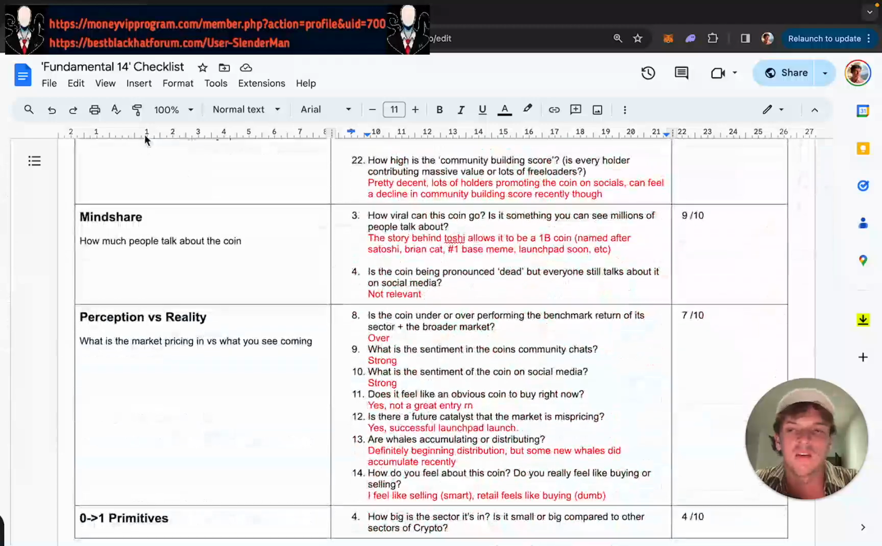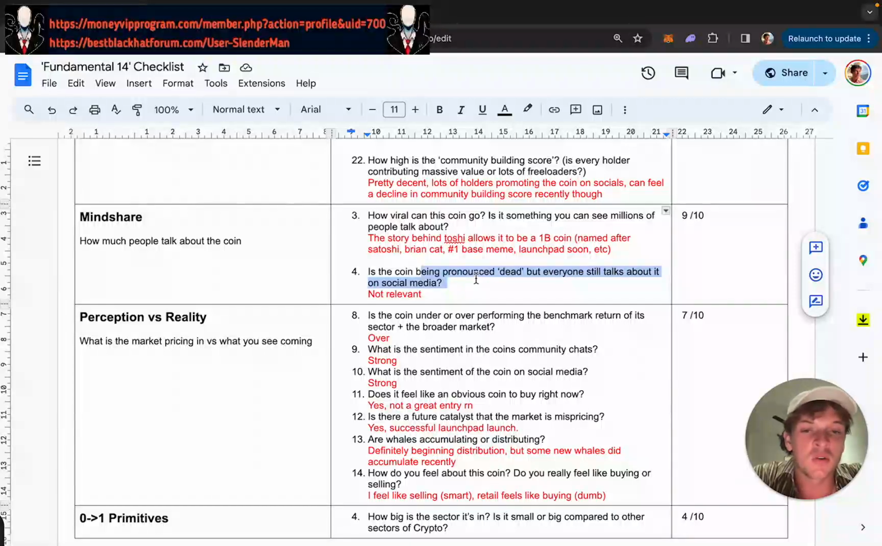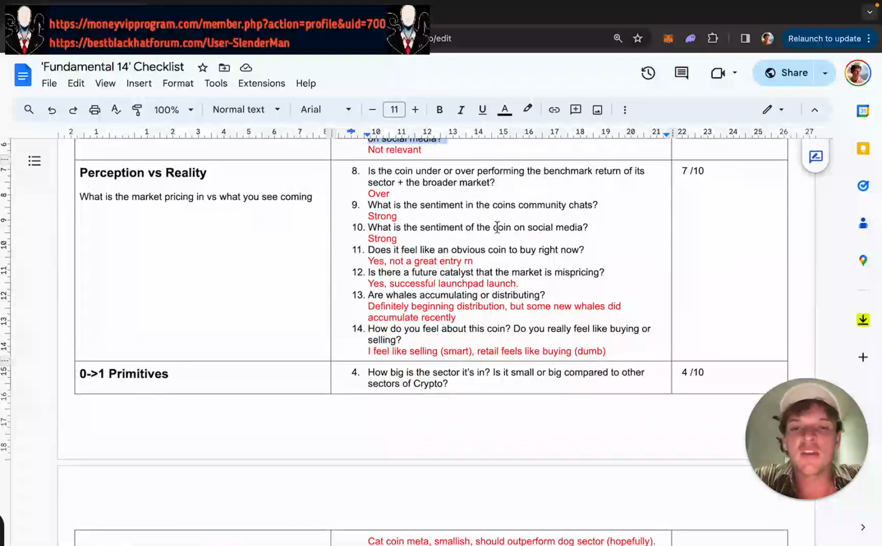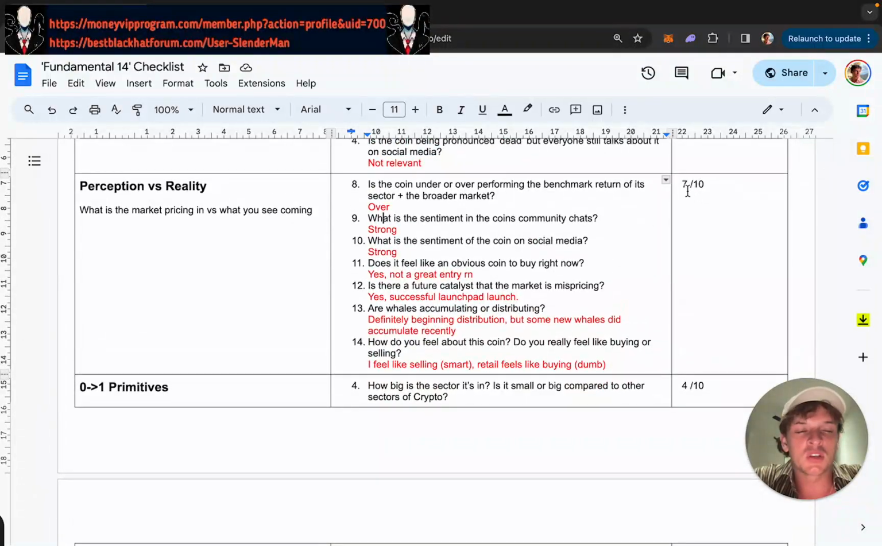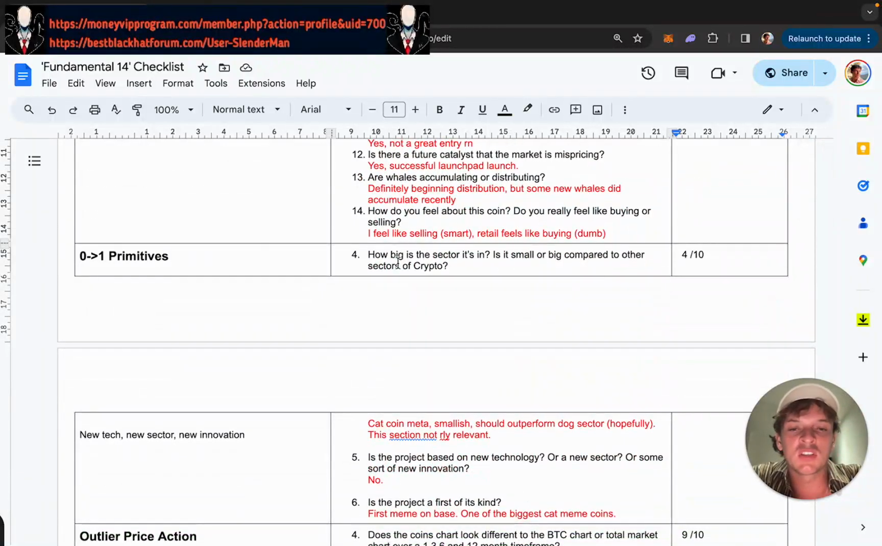Mindshare is more like, can this thing go viral? How many people are talking about it? How much are people talking about it versus is it dead, right? Is the coin pronounced dead, but everyone's still talking about it? Perception versus reality. So this is the one that got a lower score because obviously people are understanding my thesis from before. Now, 0 to 1 primitive, obviously this is not a new technology. It's a meme coin, okay?